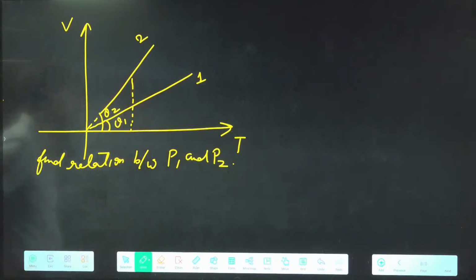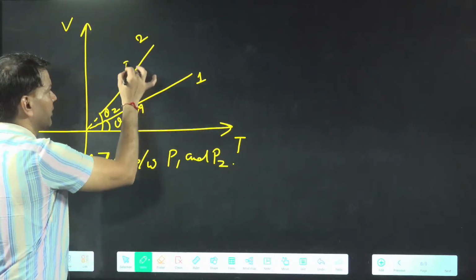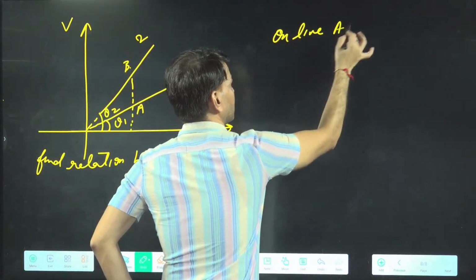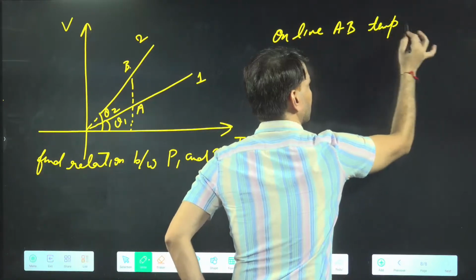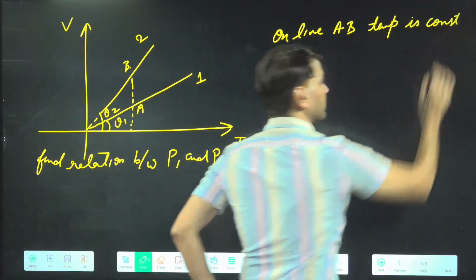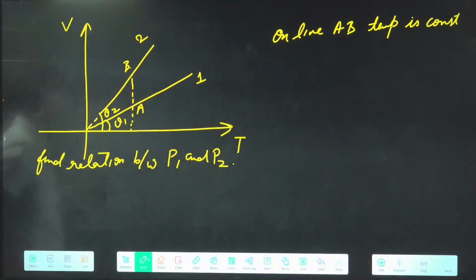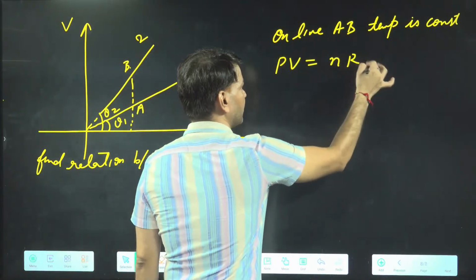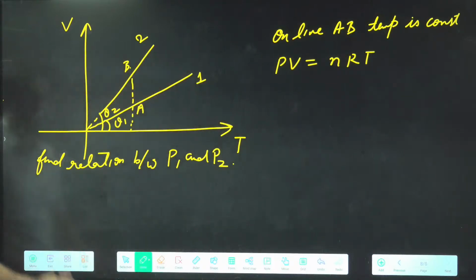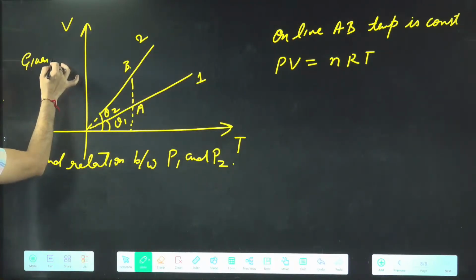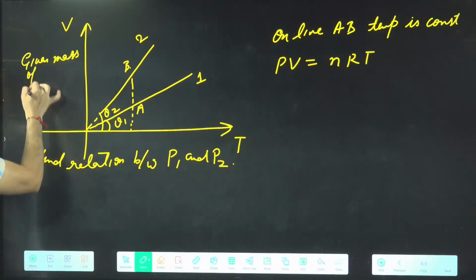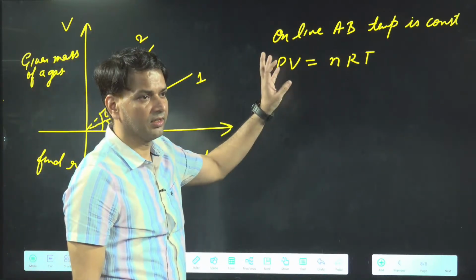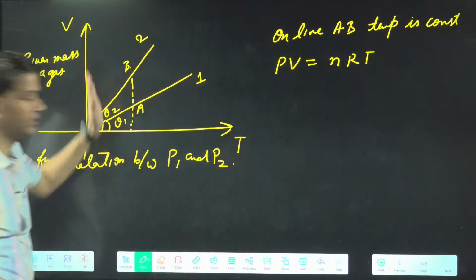axis. So you have taken this. On the line, this is suppose point A and this is the point B. On the line AB, temperature is constant. Now again we will write the ideal gas equation. PV is equal to nRT. Given gas and given mass of a gas, this quantity I have given. So n is constant. R is constant. On the line AB, temperature is constant.